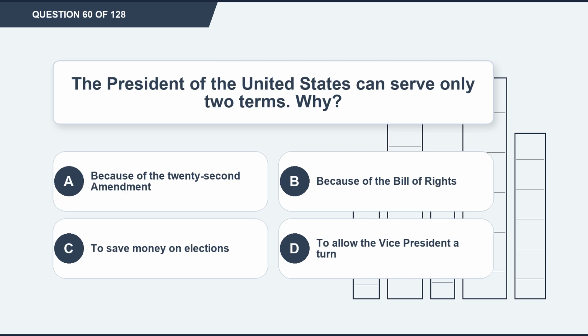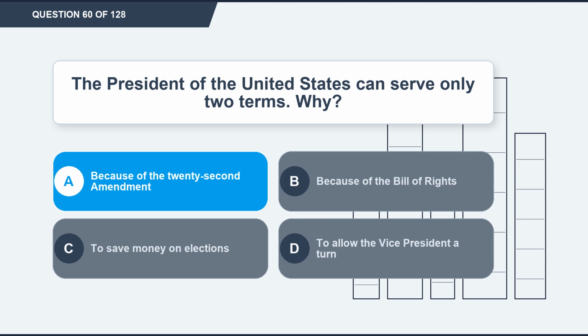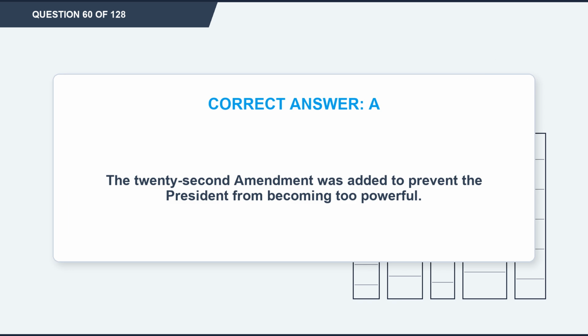Question 60. The President of the United States can serve only 2 terms. Why? Option A, because of the 22nd Amendment. Option B, because of the Bill of Rights. Option C, to save money on elections. Option D, to allow the Vice President a turn. The correct answer is option A, because of the 22nd Amendment. Explanation. The 22nd Amendment was added to prevent the President from becoming too powerful.